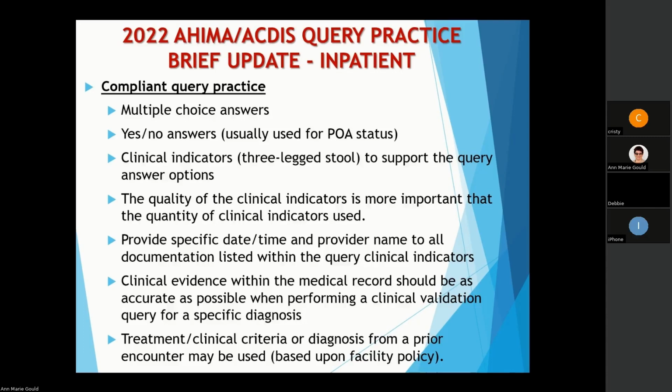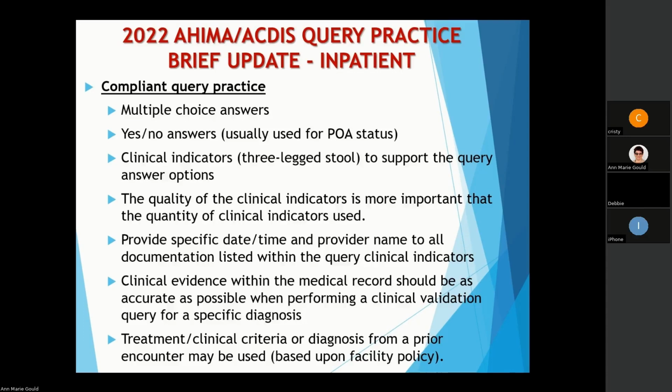Clinical evidence within the medical record should be as accurate as possible when performing a clinical validation query for a specific diagnosis. Treatment and clinical criteria or diagnosis from a prior encounter may be used, but again, it's based on your facility policy. Say you're trying to figure out what type the heart failure is. They come in with the CHF exacerbation and aren't giving you the type, whether it's systolic, diastolic, combined, mid-range, whatever. You definitely need an echo, and they didn't do an echo during this admission, but they did one 6 months ago when the patient was admitted for a heart failure exacerbation.